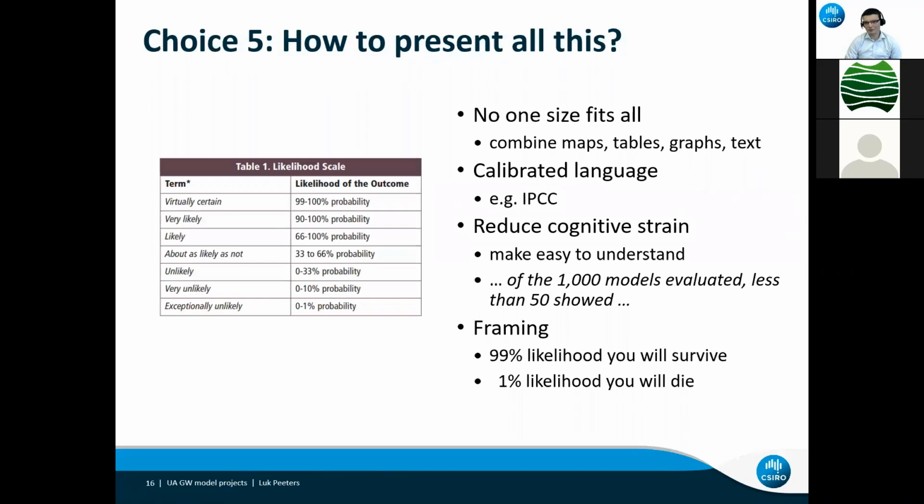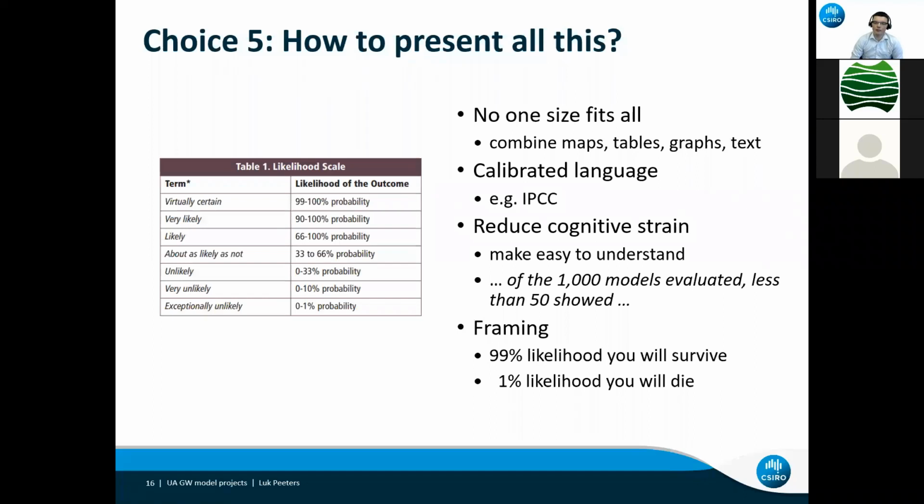Another thing is to try to reduce cognitive strain. Basically, that means make your results easy to understand. That's easier said than done, obviously, but something like a 95% probability is harder to understand than saying of the 1,000 models evaluated, less than 50 showed it. And that statement also directly ties into the comment Tony made, because rather than hiding behind the probability measure, I'm directly saying this is what we actually did and this is what it actually showed.